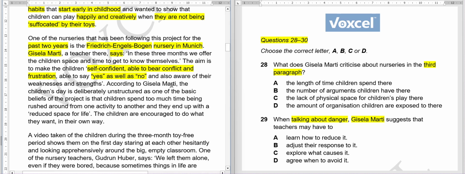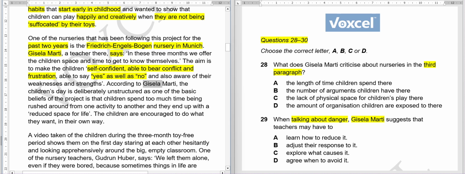According to Gisela Marti, the children's day is deliberately unstructured. "Children's Day is deliberately unstructured as one of the basic beliefs of the project is that children spend too much time being rushed around from one activity to another and they end up with reduced space for life. The children are encouraged to do what they want in their own way."